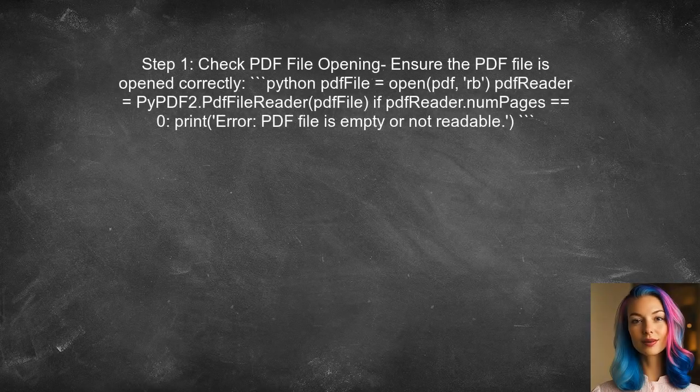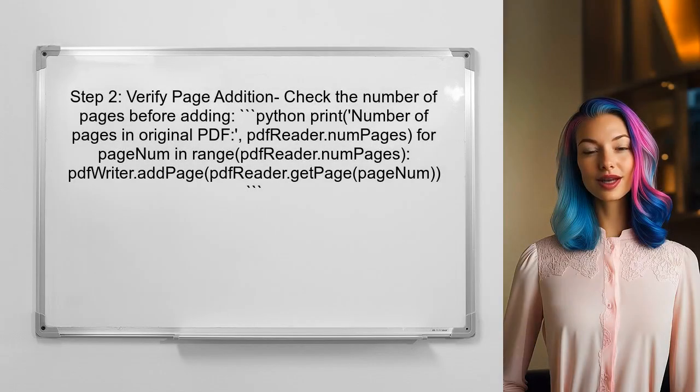To address the issue of blank pages in the copied PDF, the user should first ensure that the PyPDF2 library is correctly reading the original PDF file. This can be done by checking if the PDF file is opened successfully. Next, the user should verify that the pages are being added to the PDF file writer object correctly. This involves checking the number of pages in the original PDF before copying them.